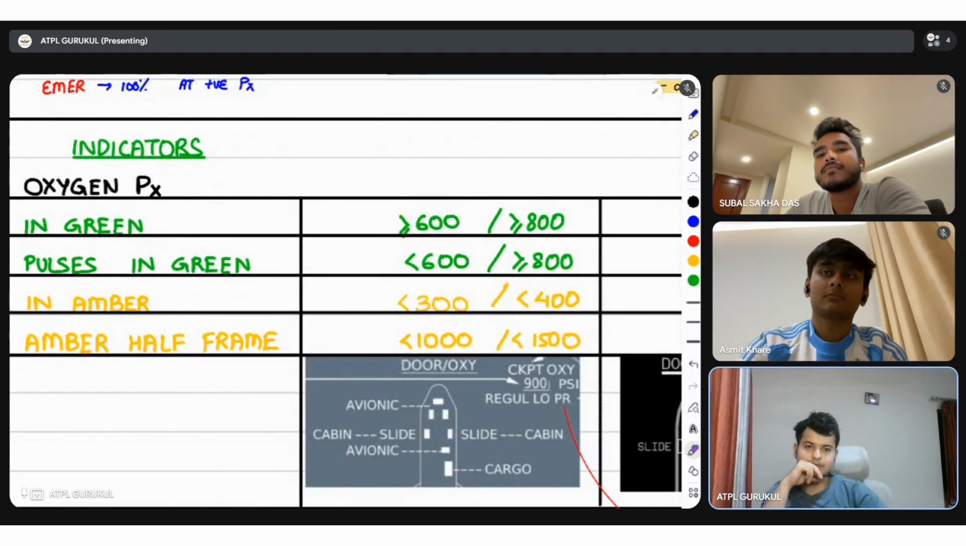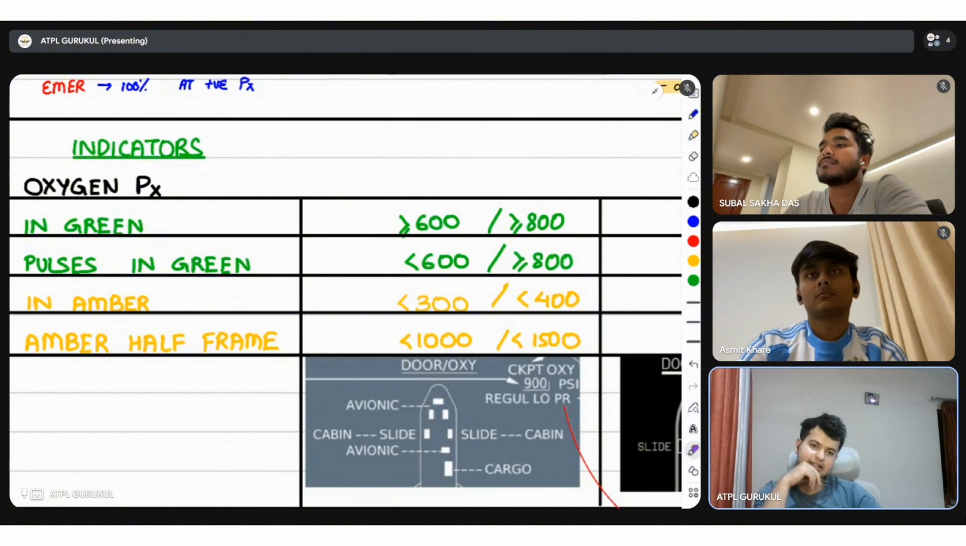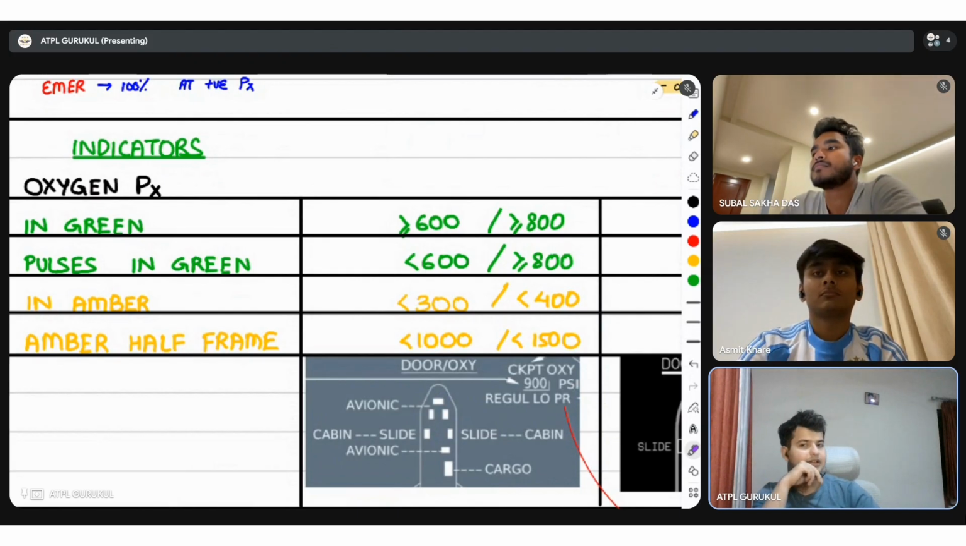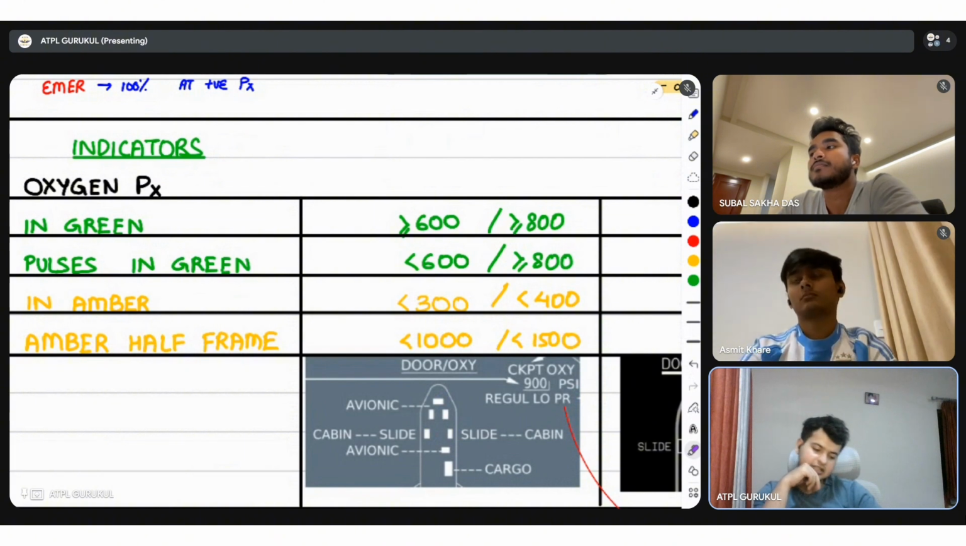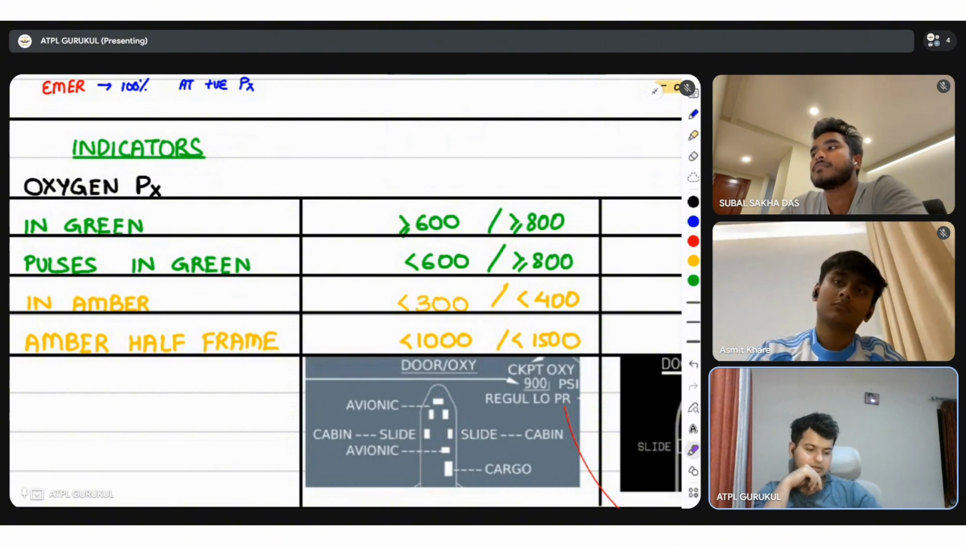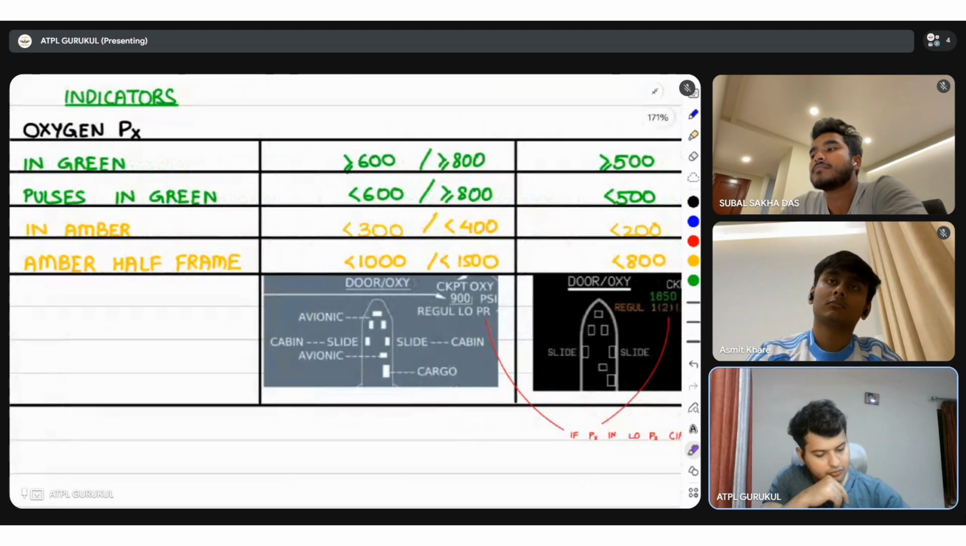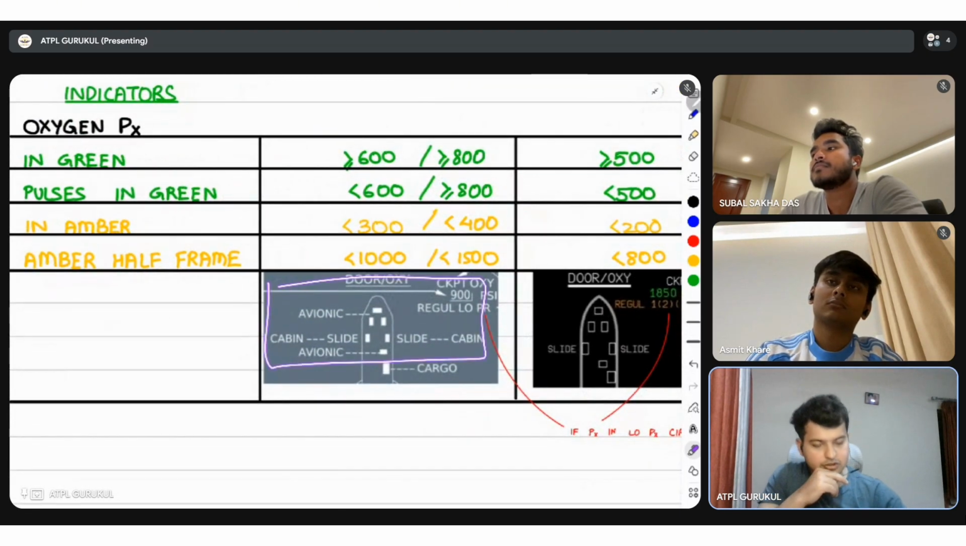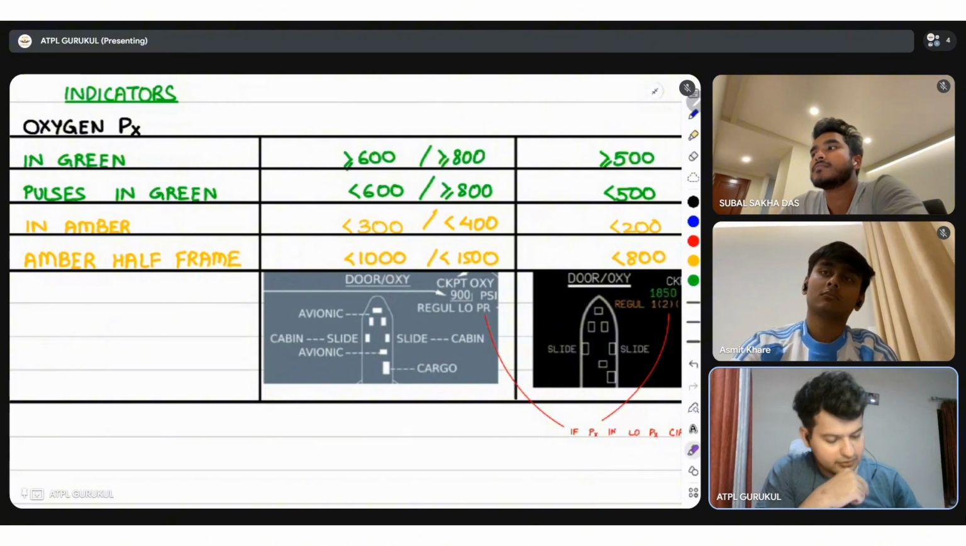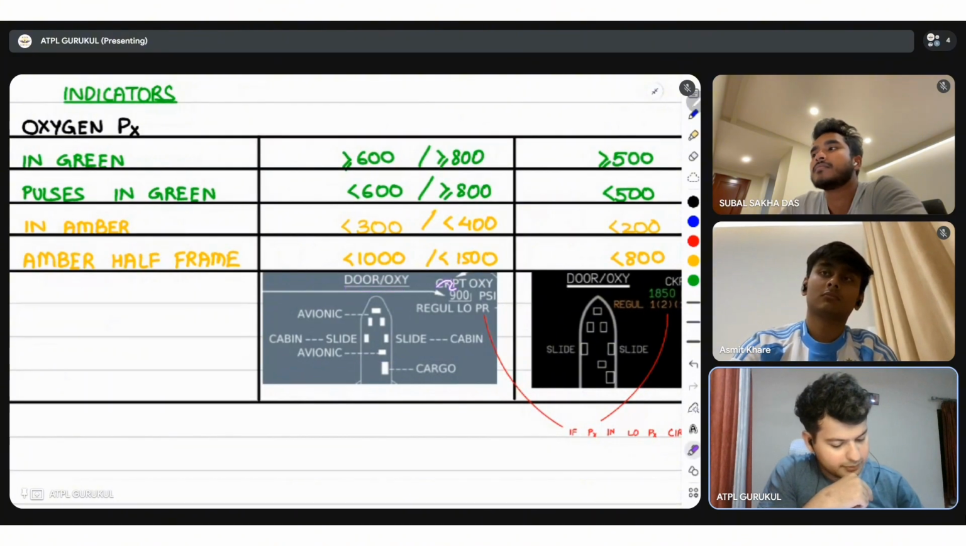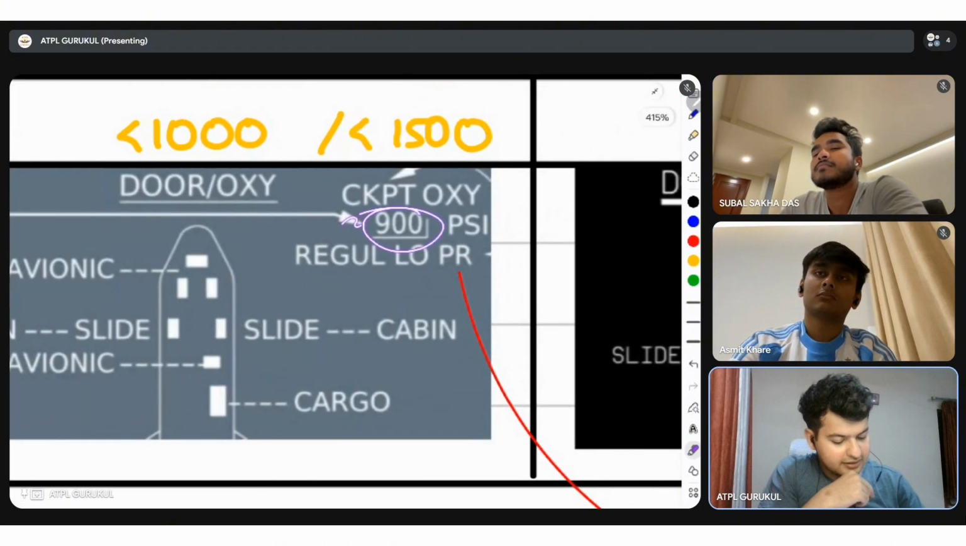Now, when you come to all these different MSNs, the controls and indicators and the oxygen requirements of all different MSNs actually differ by a very, very big amount. The oxygen indications are shown on the door oxy page over here. Please have a look. On the door oxy page, you have cockpit oxy. You have this 900 and this PSI.